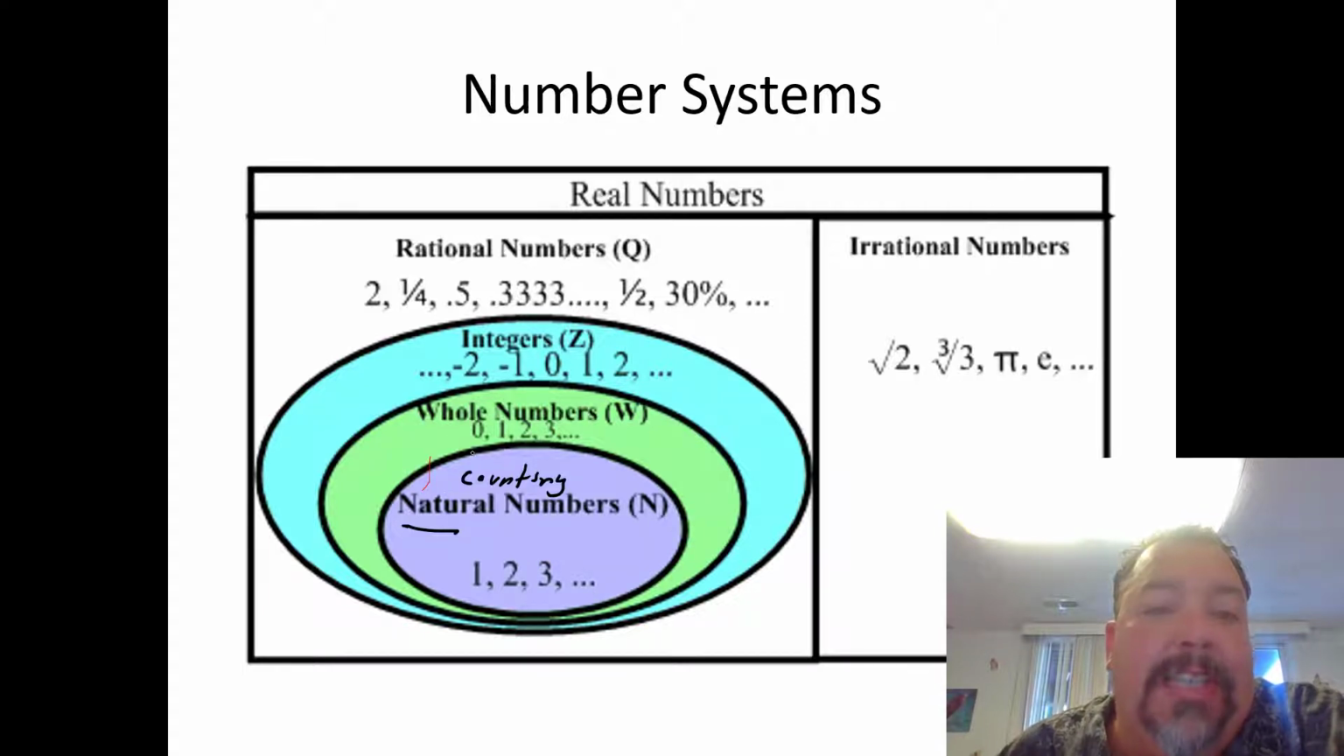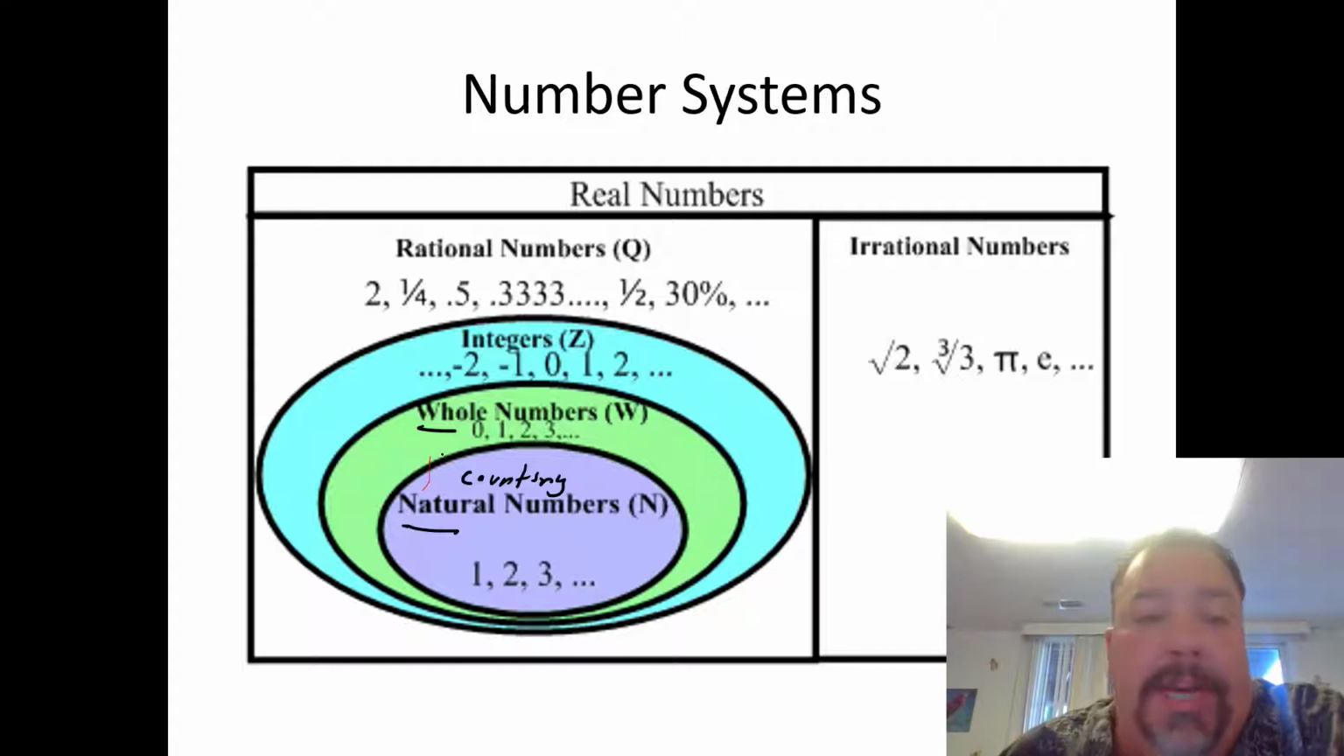And if we add the number 0 to it, 0 gives us the whole numbers. Notice that 0 kind of looks like a donut, and donuts have holes, so that's how I remember that. The whole numbers are these natural numbers and the number 0, and we can abbreviate those with the letter W.